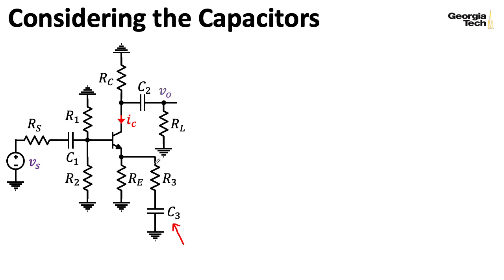Now, in the special case where R3 is zero, it's a full bypass capacitor. But we're assuming that we do have an R3 in here. So we're going to short C1 and short C2 according to the SCTC method. And this is going to be a bit more complicated to analyze.